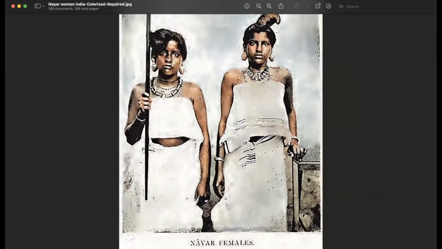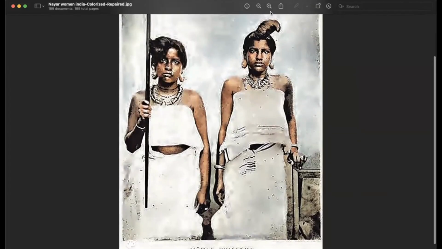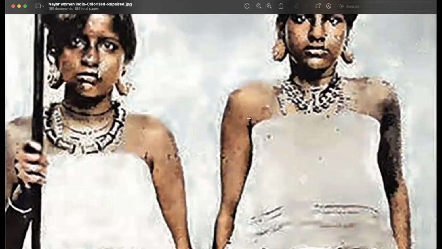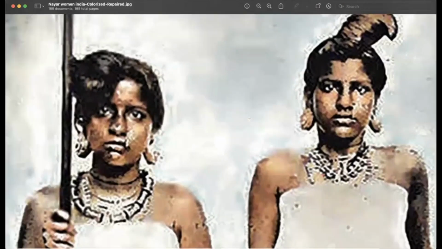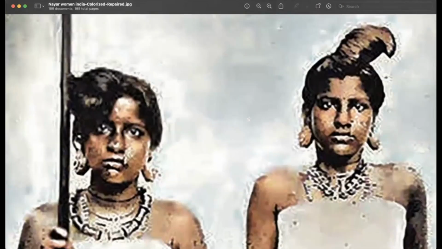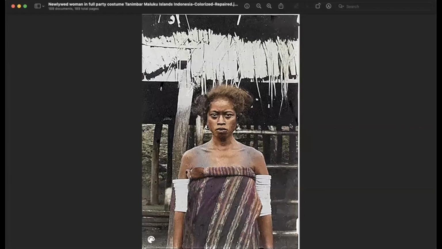Nayar females from India, Hindu. All right, very cool image. When I colorized it, I was just like, wow, look at them, looking like a lot of people I know in the Americas. This is a very cool picture I found here. As soon as I saw it in black and white, I was like, oh, I've got to colorize this one.